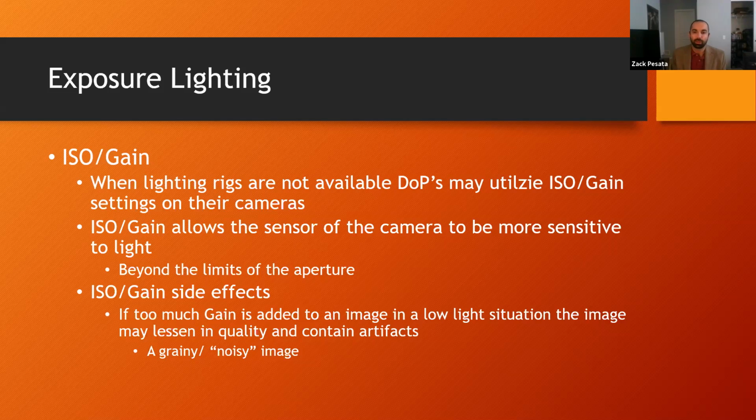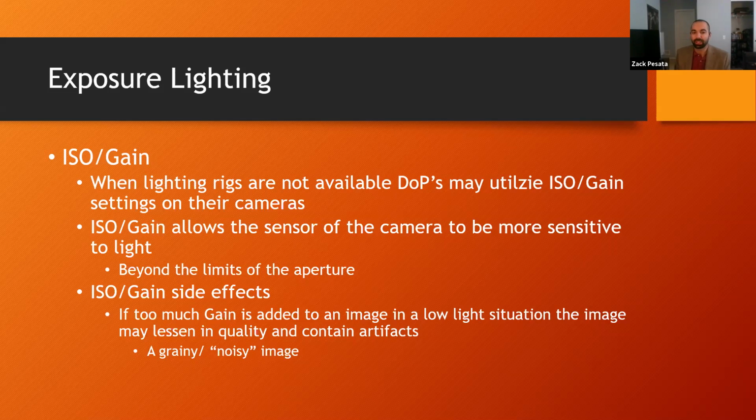So ISO/gain allows the sensor of the camera to be more sensitive to the light beyond the limits of the aperture. If you're increasing the ISO or the gain on a camera, you're amplifying the video signal. And the only time this is going to happen is if you're dealing with an extremely low light situation where you cannot bring in additional lights. However, if you go too far, you can actually start to damage the image.